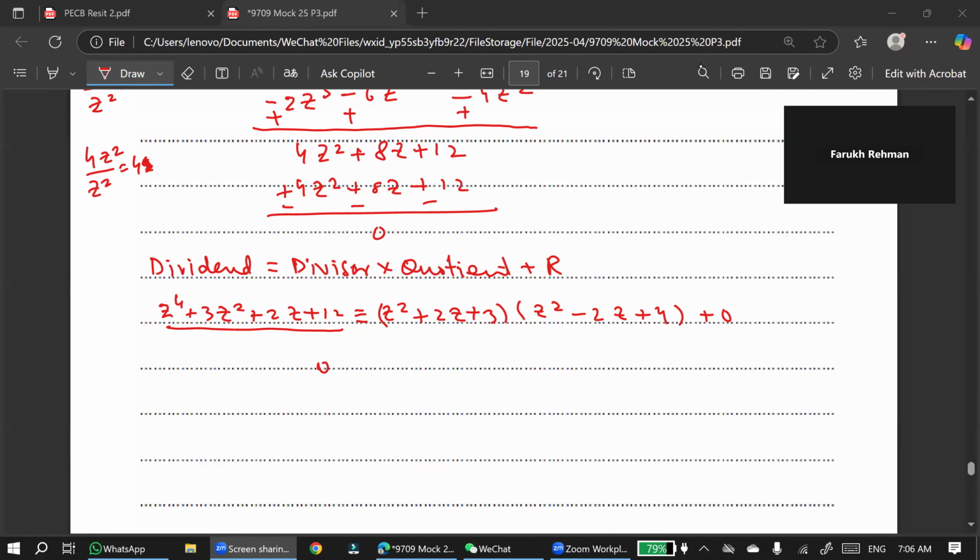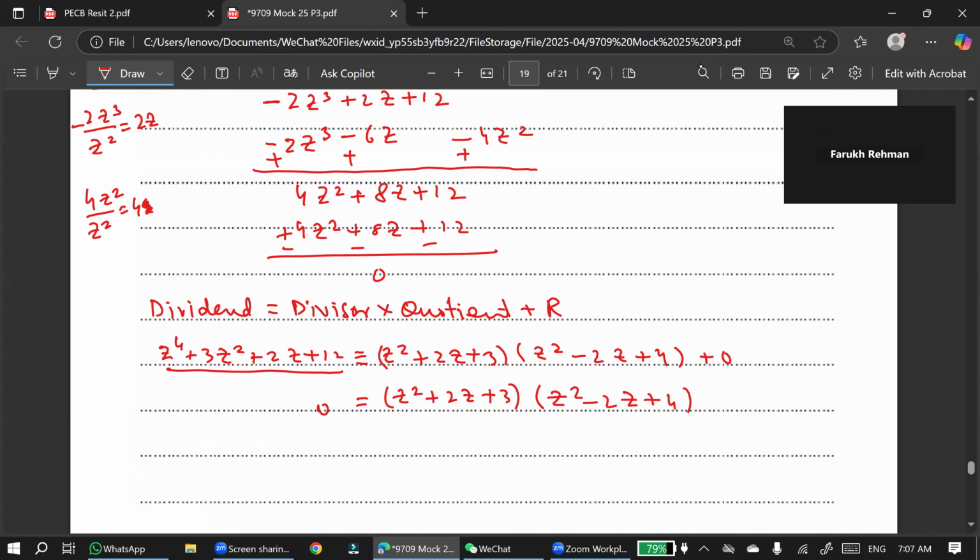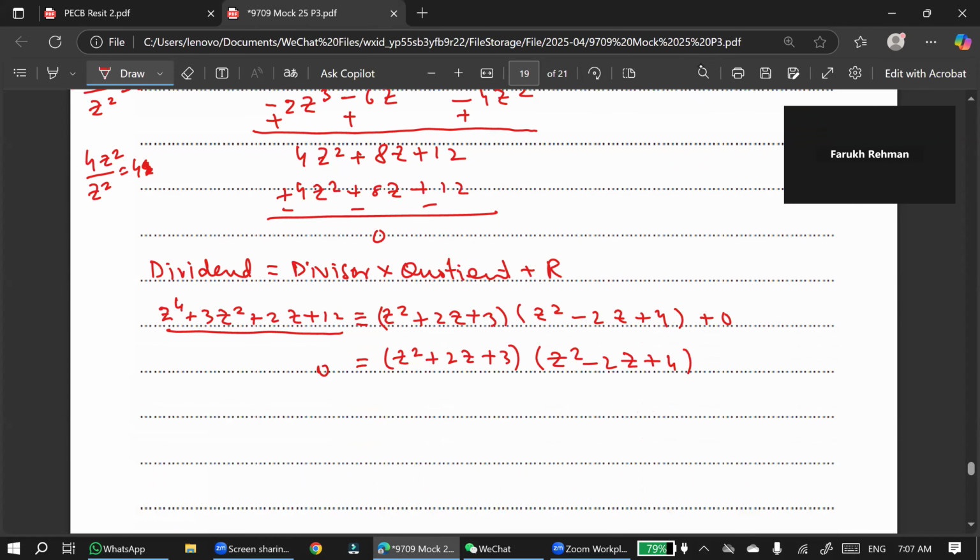All of this expression equal to 0. z square plus 2z plus 3. z square minus 2z plus 4. Now we will put both the expressions equal to 0 using zero product rule.